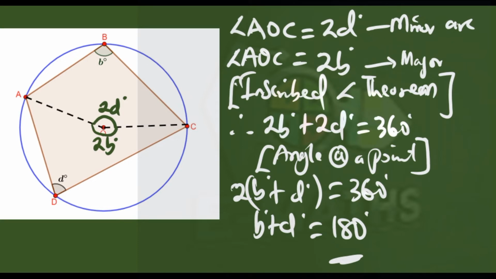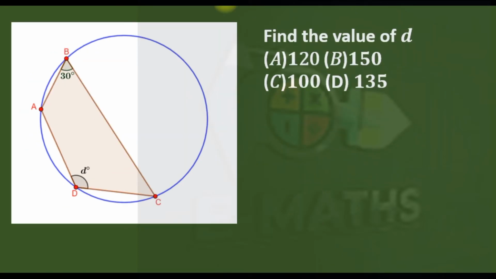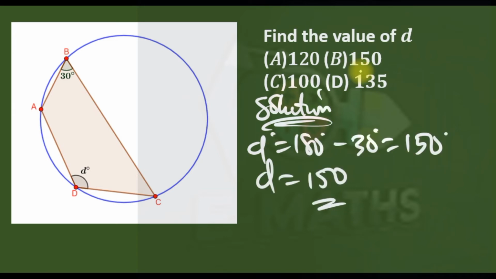Okay, look at this quick example. We're asked to find the value of d. Find the value of d without wasting time. This is opposite this. So d is 180 minus that, which is 150. So d is 150. So option B. So it's very quick. So this is just the first theorem on that.